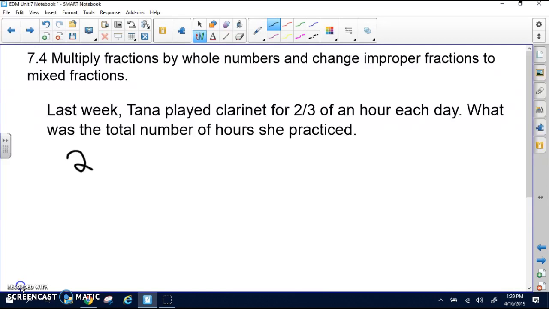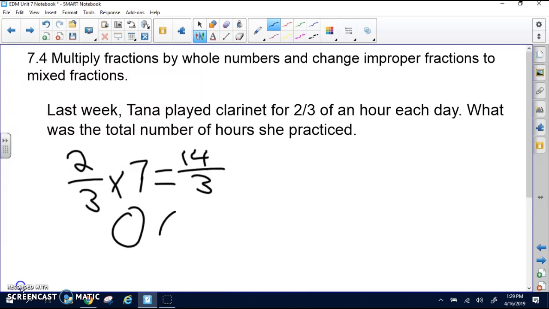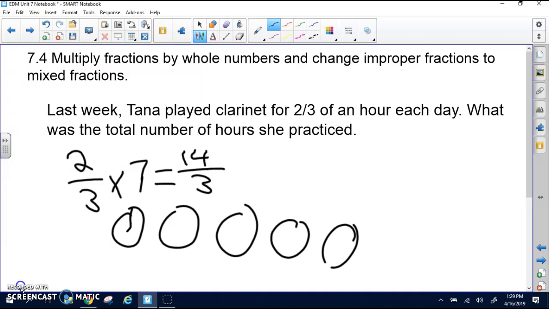So I did 2/3 times 7. I did 2 times 7, which I skip counted, and it equals 14 thirds because you don't multiply the denominator. And then I drew a picture. And then I colored it in.